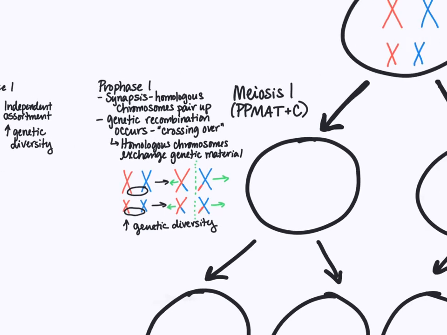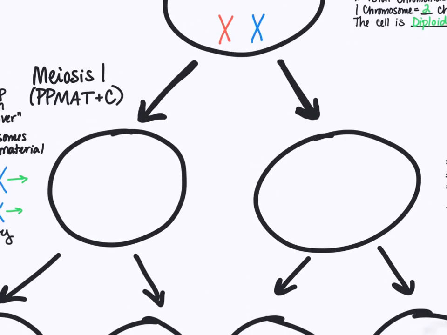So if we go back and look at these cells that exist at the end of meiosis 1, what we end up with are these separated homologous chromosomes. And we could end up with something that looks kind of like this. Or alternatively, depending on how these homologous chromosomes lined up during independent assortment, we could end up with an alternative of something that looks like this.